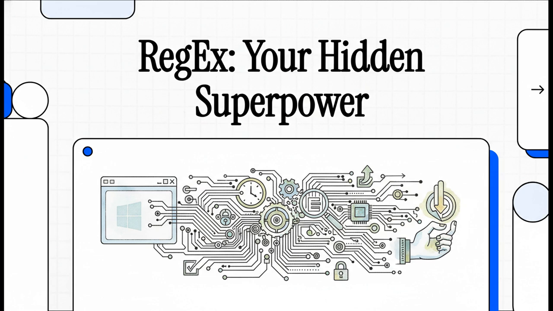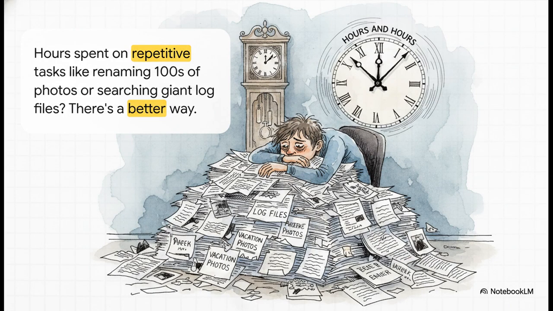Today we're going to unlock a hidden superpower that's already built right into Windows, regular expressions. You know that feeling, right? You spent hours renaming 100 photos one by one, or maybe you're scrolling through a massive log file, your eyes glazing over, just looking for one specific error message. It's a total pain. Well, there's an amazing way to solve that, and it's been hiding in Windows all along. You just need to know how to turn it on.